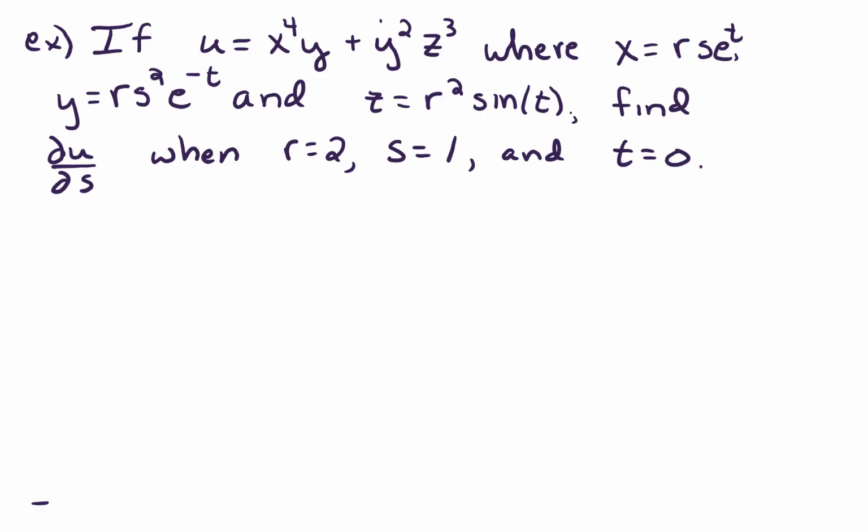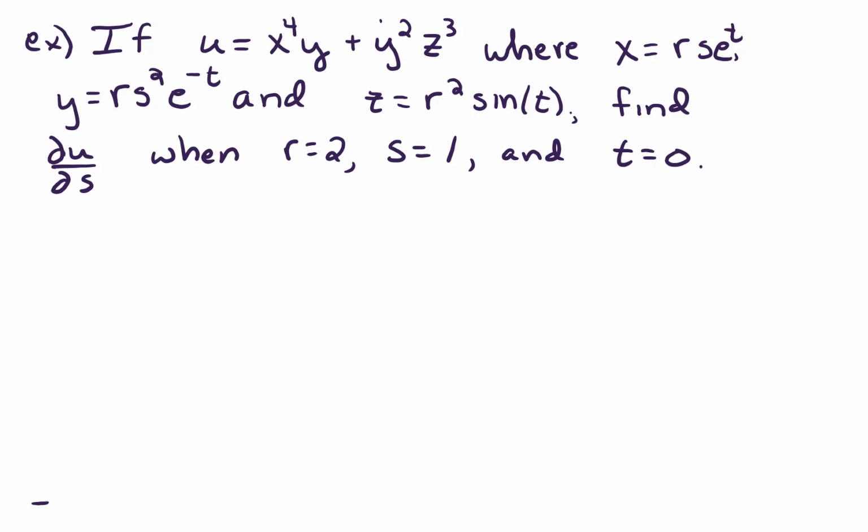Hello, in this video we're going to look at an example related to the chain rule, and the idea is the following. If u equals x to the fourth times y plus y squared times z cubed, where x equals r times s times e to the t, y equals r times s squared e to the negative t, and z equals r squared sine t, find the partial derivative of u with respect to s when r equals 2, s equals 1, and t equals 0.